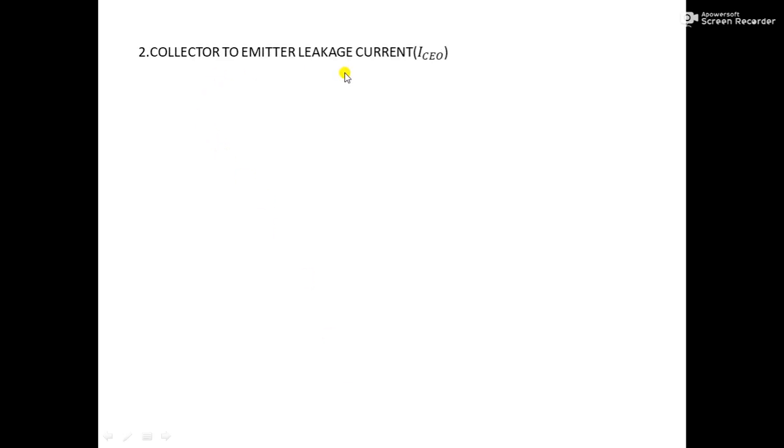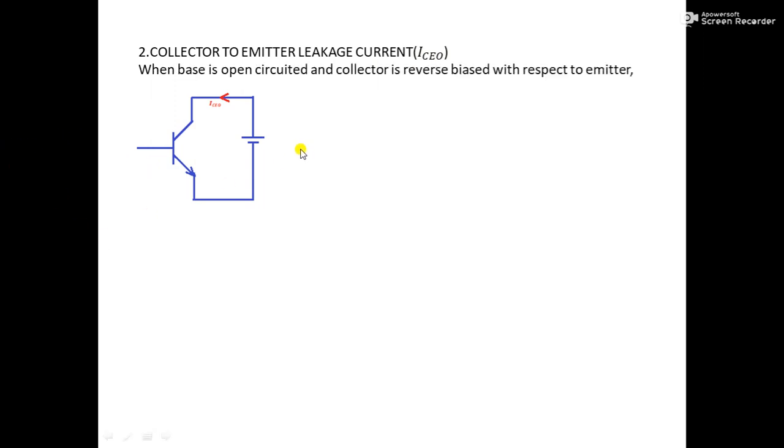The next leakage current is the collector to emitter leakage current, ICEO. CEO means collector to emitter, and the other terminal, the base terminal, is open circuited. So when the base is open circuited and the collector is reverse biased with respect to the emitter, a small current ICEO flows from collector to emitter.